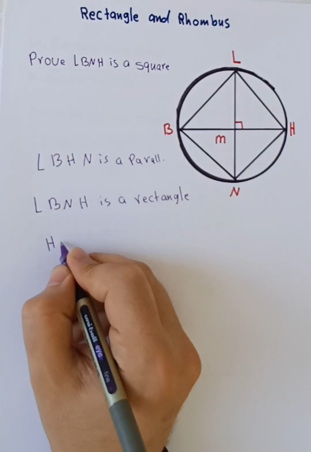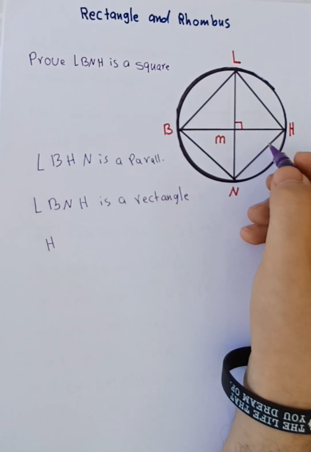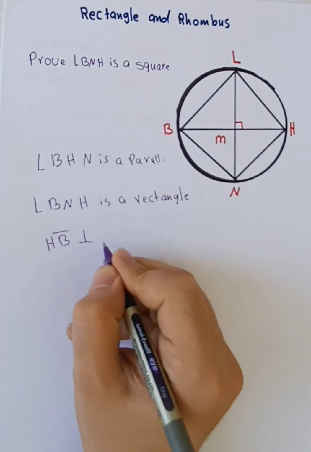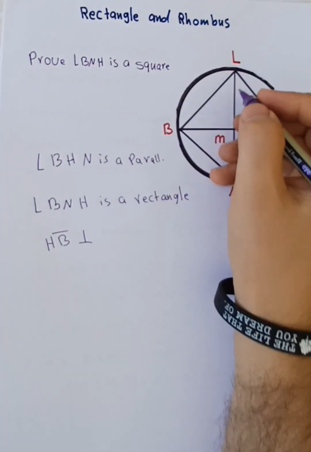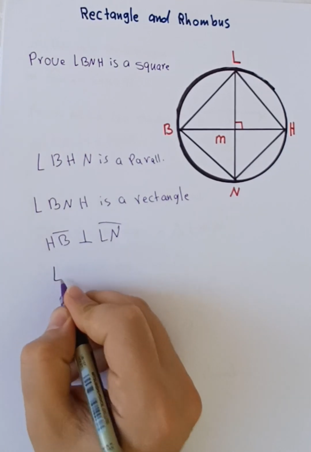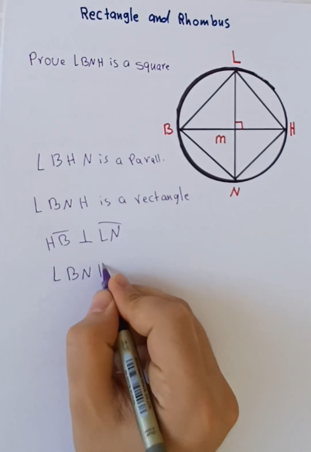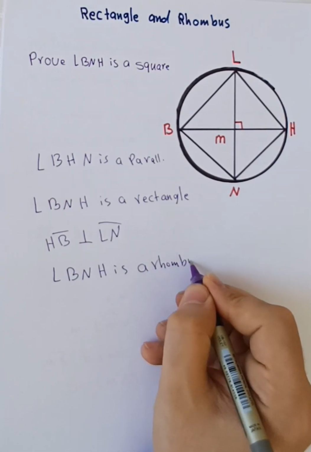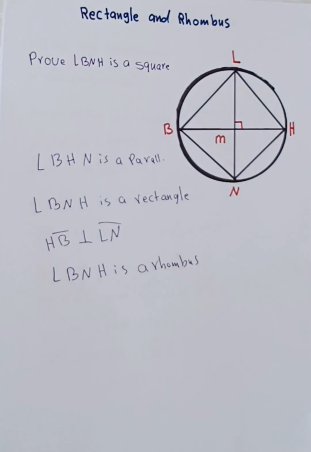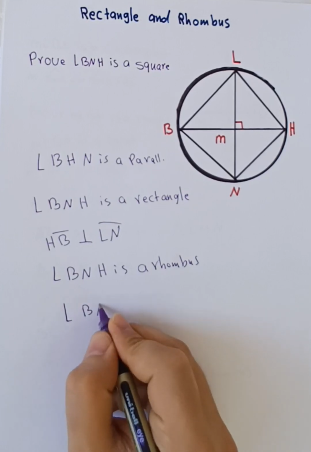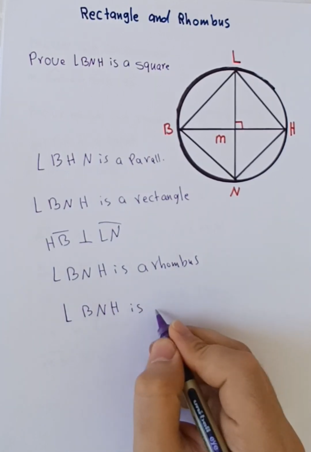And HB is the perpendicular bisector of LN. The diagonals are perpendicular bisectors of each other. So you can say LBNH is a rhombus, because the diagonals are perpendicular bisectors of each other. So you can say LBNH is a square.